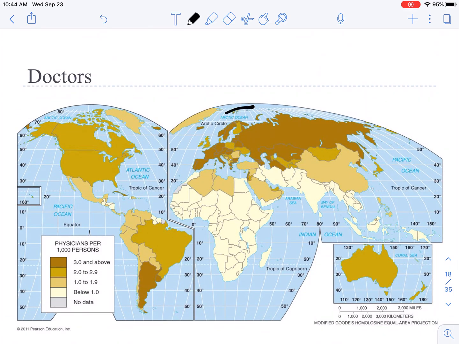Access to doctors is prevalent in Europe. And the interesting thing about this choropleth and the fact that Russia is in that highest tier is that the majority of people live in the European portion of Russia. So despite the fact that it's shaded all the way to the Pacific, most of the doctors are going to be located in the western part of Russia, where the people are.